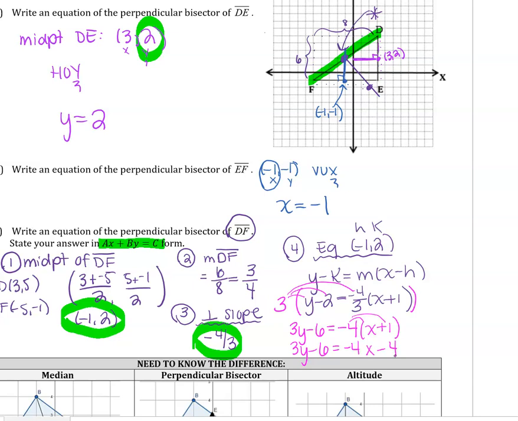And then I just have to put it in ax plus by equals c form. So that involves taking this 4x and adding it to the other side, and moving that 6 over to the other side. So essentially what we come up with is 4x plus 3y equals 2. And again, this is ax plus by equals c form, where a is positive. So this is perfect. Okay, and that's our form that we can write.